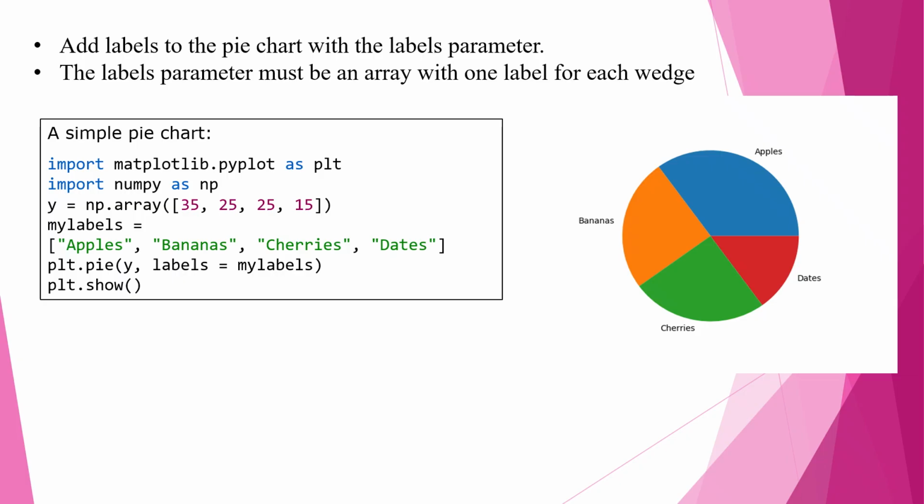to each wedge. This makes it easier to understand what each portion represents. Finally, plt.show is used to display the chart. This type of visualization is useful for showing how different categories contribute to a total.